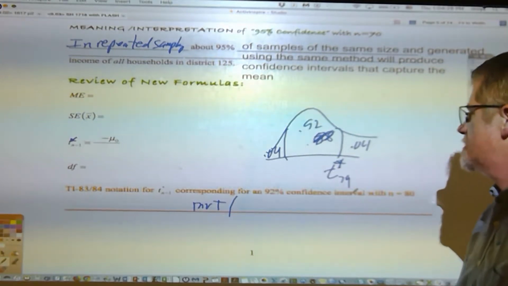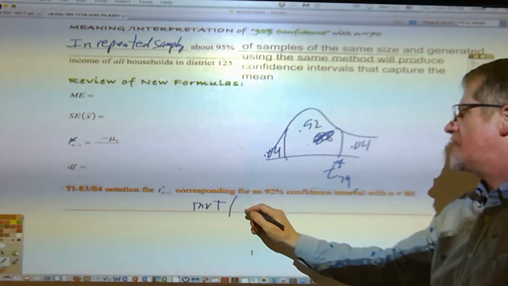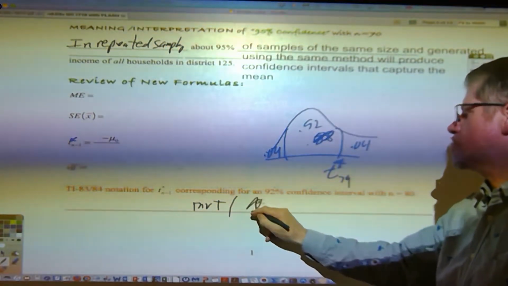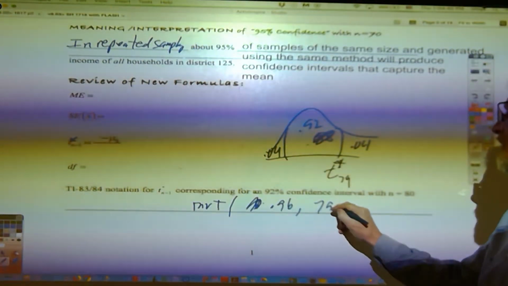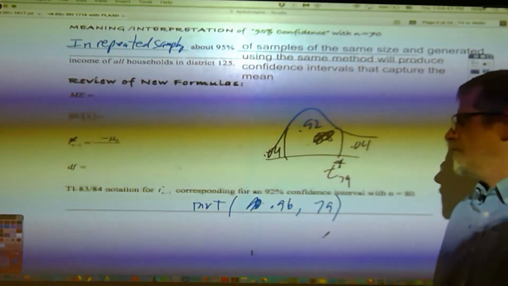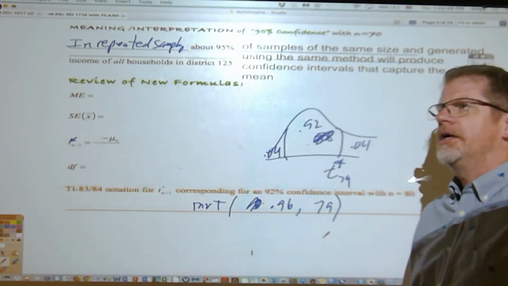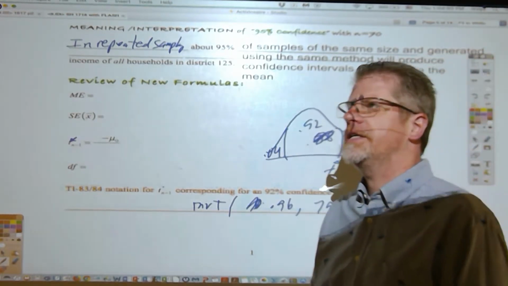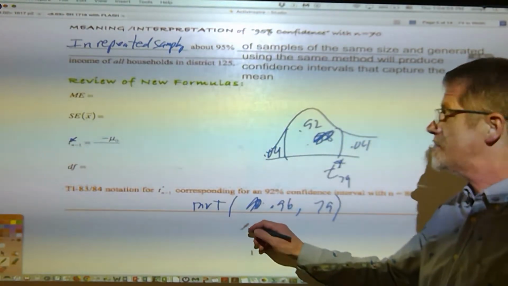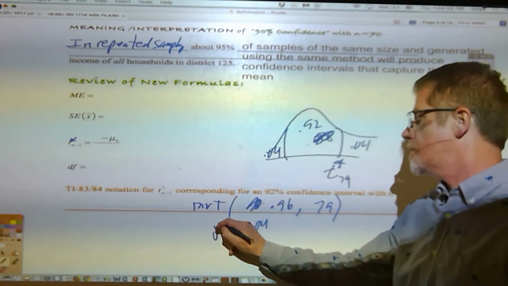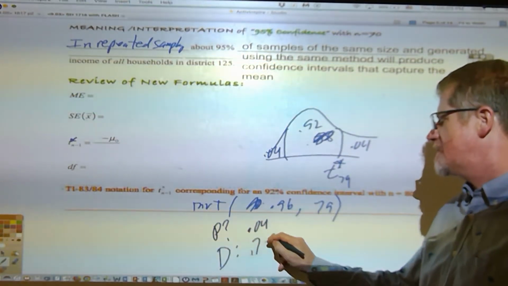So to find t star sub 79, the critical t value, you would do inverse T of left area 0.96, comma 79 degrees of freedom. Now, for students who are using the inverse T program, just press program inverse T. When it prompts you for a P, type in 0.04. And when it prompts you for degrees of freedom, type in 79, press enter.